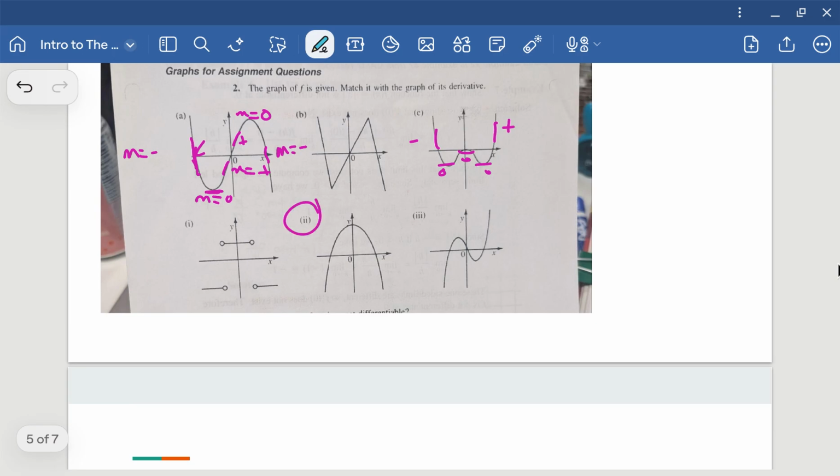Now, when I'm looking at the second graph, I see that I have those corners and kinks, so there's parts that I don't have values for. So that has to be the first one.